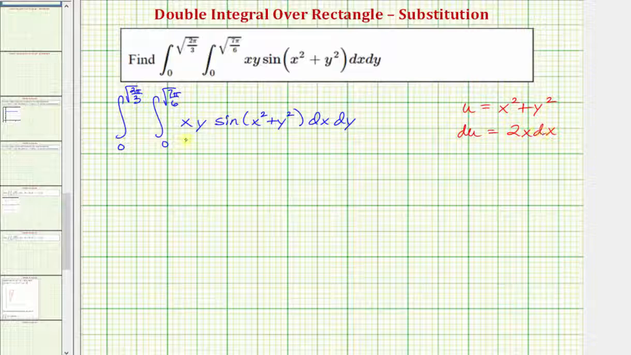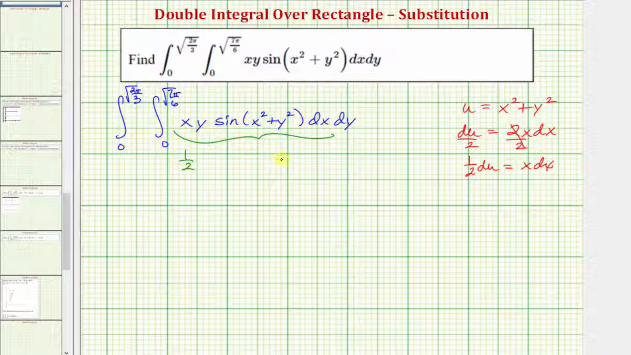Our integrand function does not have a 2, so let's go ahead and divide both sides by 2 here. So now we know that 1/2 differential u is equal to x dx. So if we write all of this in terms of u, again, x dx is equal to 1/2 du, so we'd have 1/2 du, and then we'd have a factor of y, and then we'd have sine of x squared plus y squared, which is equal to u.